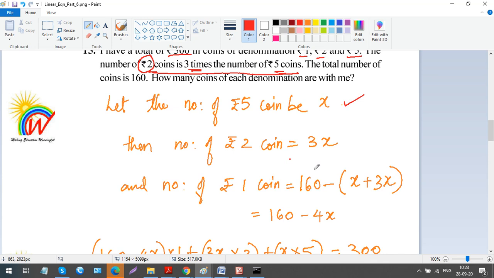Now what about the 1 rupee coin? See, they are saying the total number of coins is actually 160. If you add the amount it's 300 rupees, but the number of coins you have is 160. So 1 rupee coin will be, whatever 5 rupee coin is x, and 2 rupee coins you have 3x. So 1 rupee coin will be 160 minus these two, right? 160 minus (x plus 3x). So 160 minus 4x is going to be your number of 1 rupee coins.